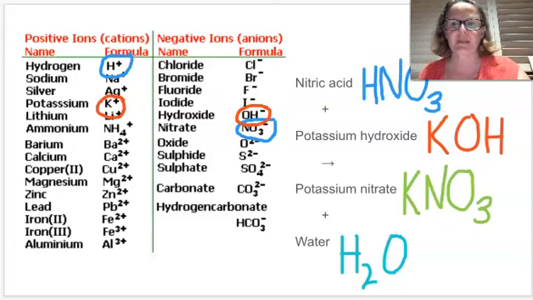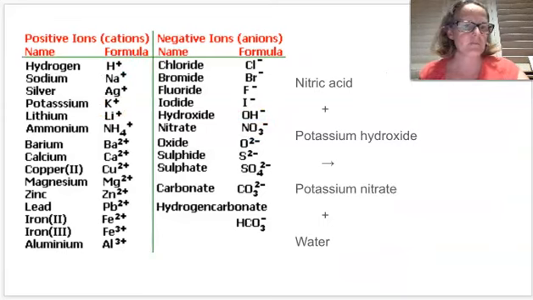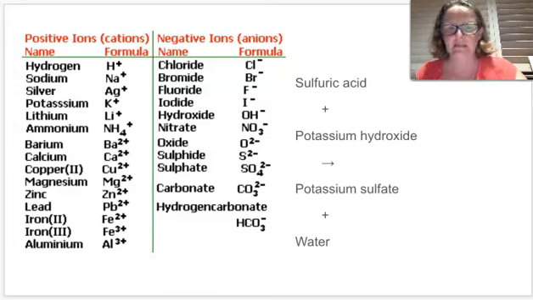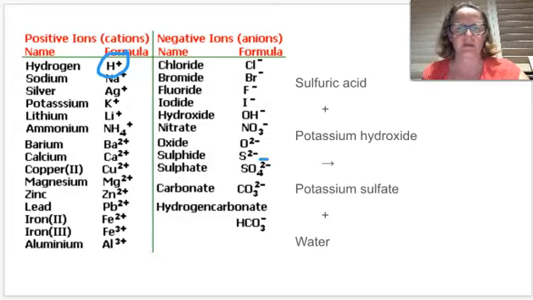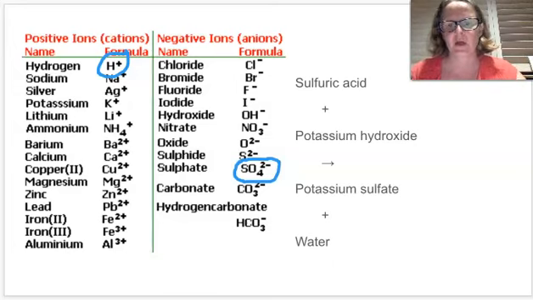So let's look at something that's a little more tricky, but we'll still meet it in our lab because they are everyday acids and bases. Sulfuric acid. So sulfuric acid, because it's an acid, it's got H+. And we've got to look for sulfate. So sulfate is down here. SO4 2-.